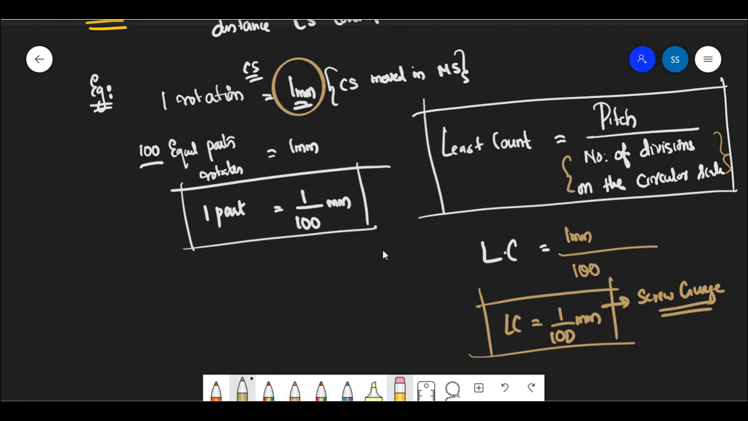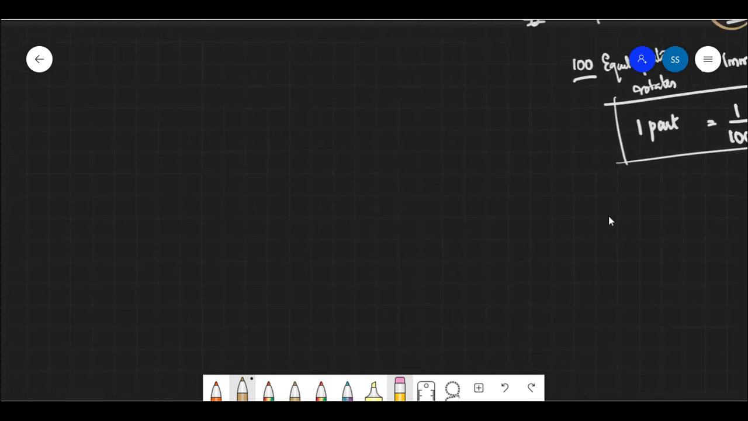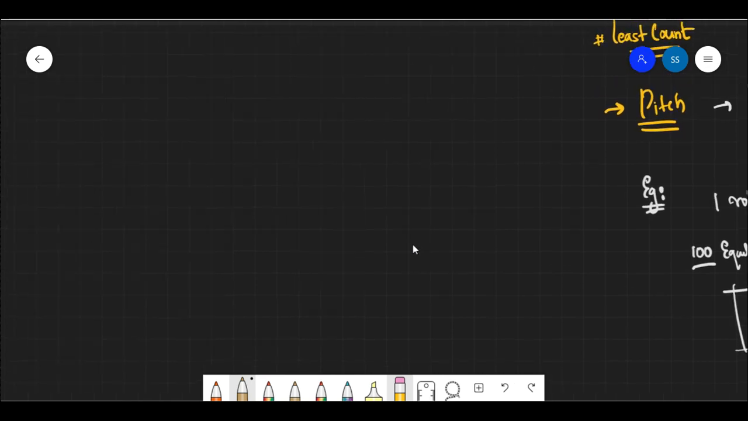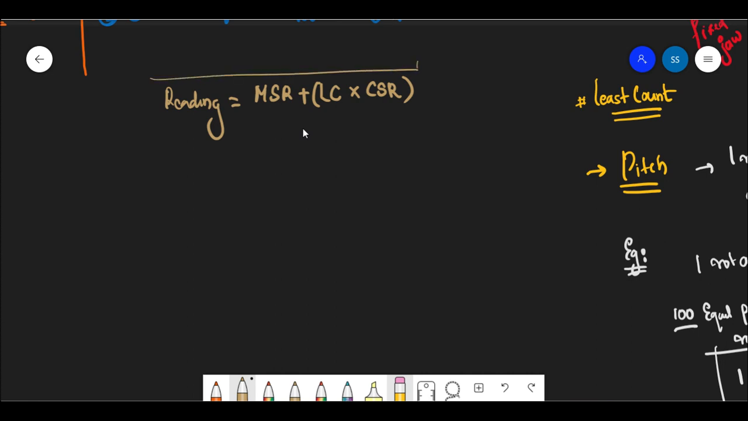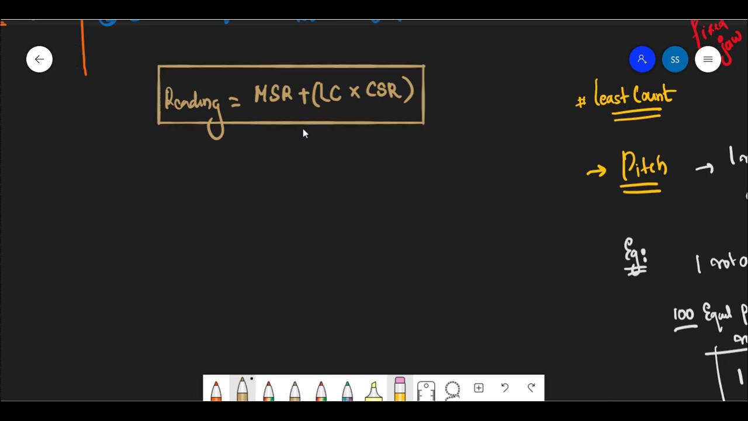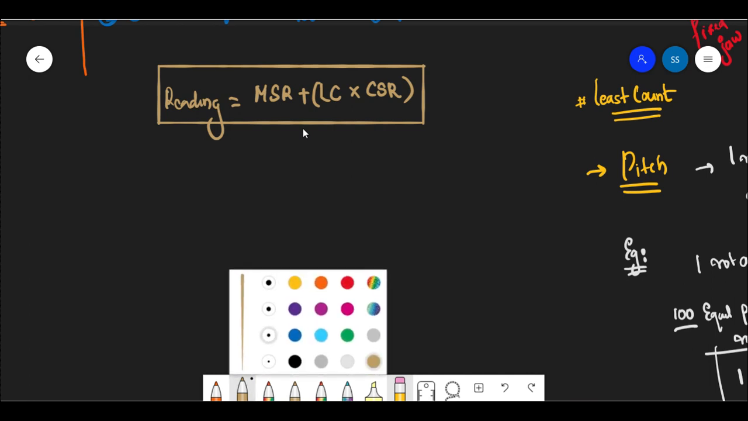Now we are going to know about measurement, errors and all those things. If you want to find the readings, what you have to do is that the total reading is equal to the main scale reading plus the least count times the circular scale reading. So this will give you the proper complete reading in case of a screw gauge.